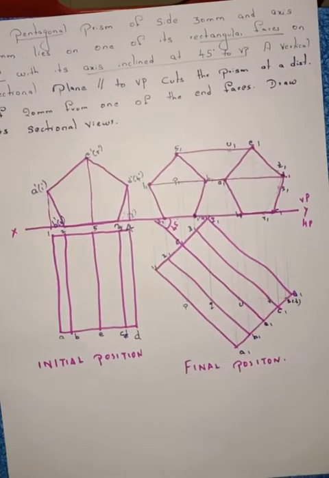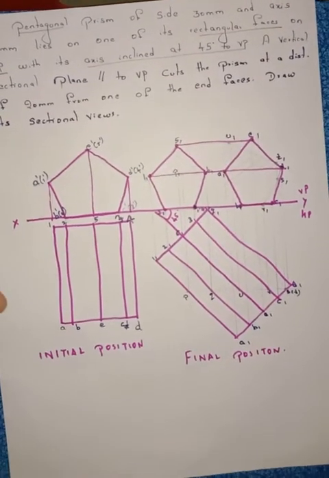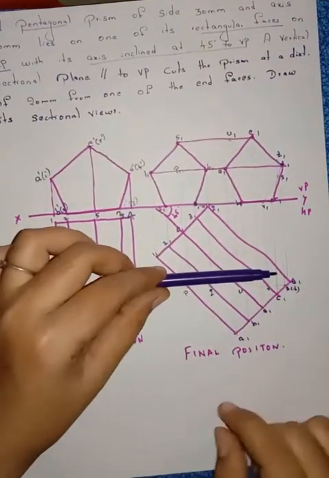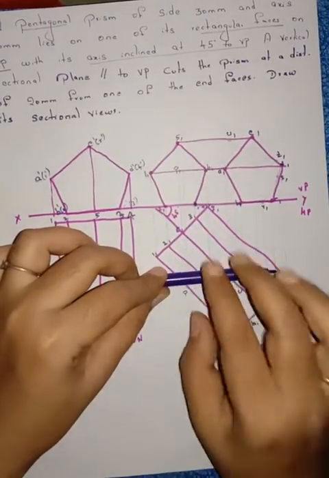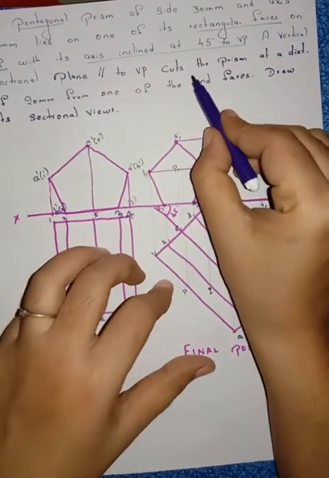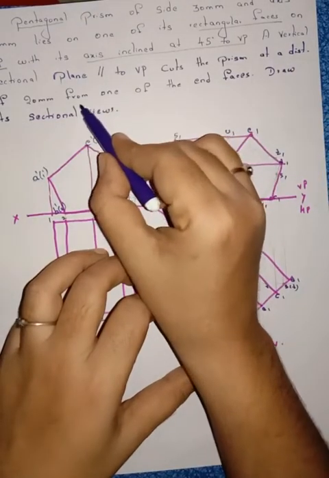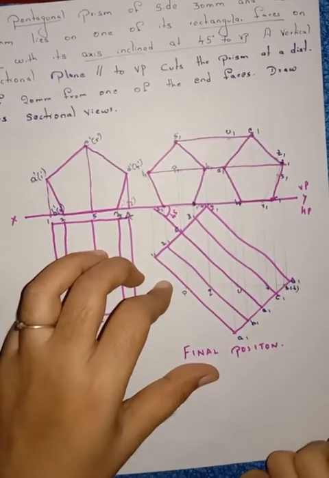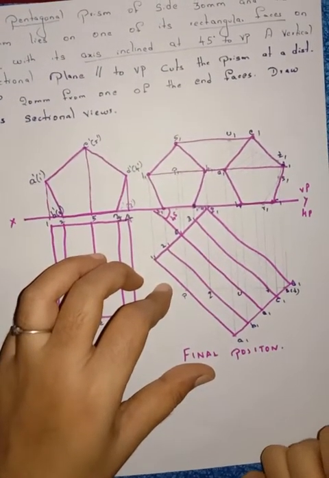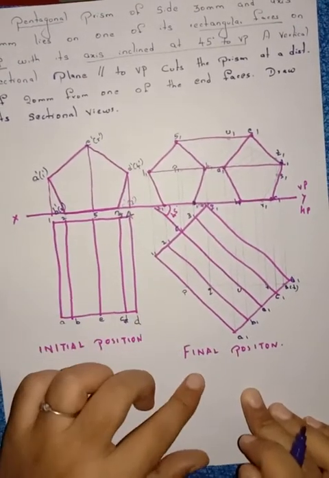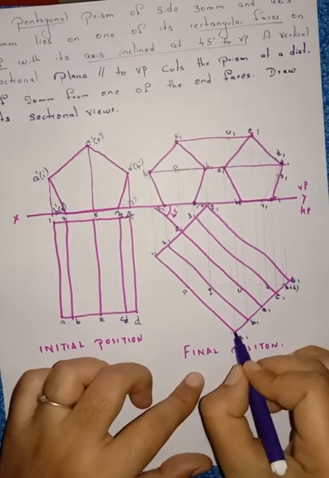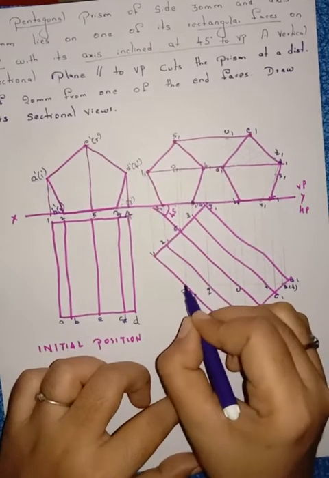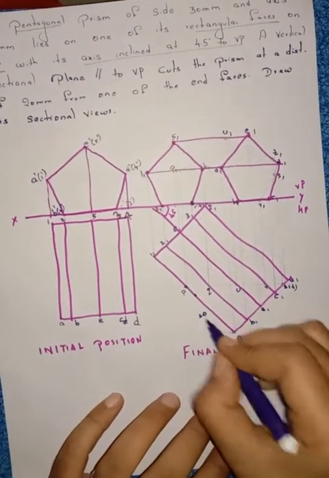Now, the important thing is the second part of the question. What is the second part of the question? Sectional plane is parallel to VP. So, if I am keeping the sectional plane in a horizontal manner, this is parallel to VP. First position is completed. Next, it cuts the prism at a distance of 20 mm from one of the end faces. So, take one of the end faces. This is an end face and this is an end face here. From here, I am marking 20 mm distance.